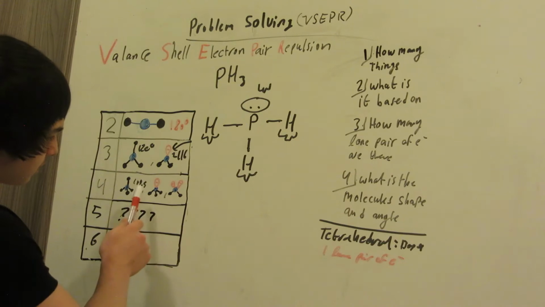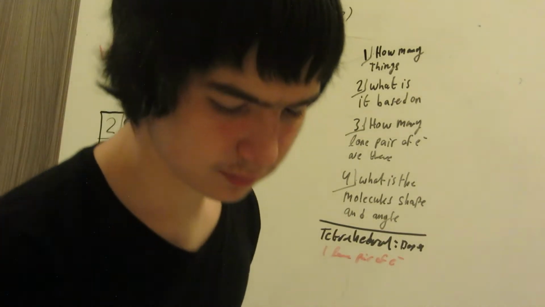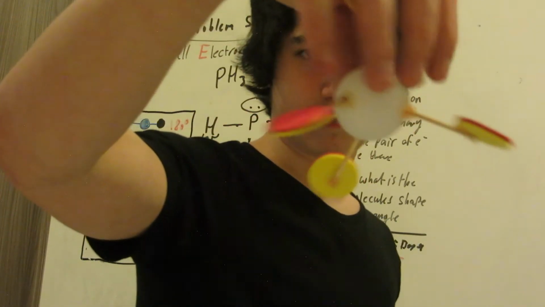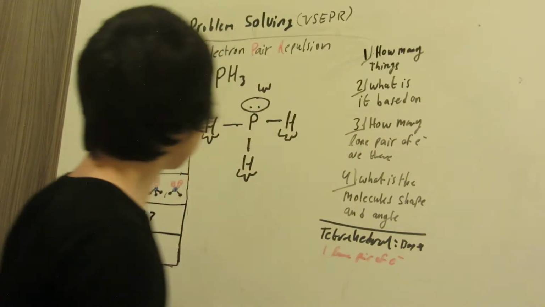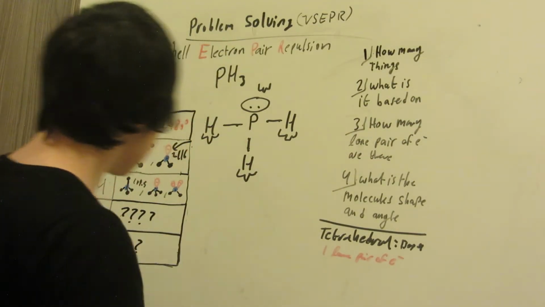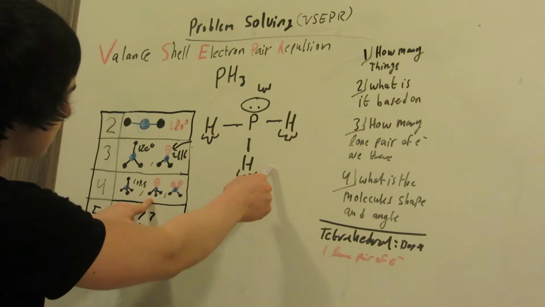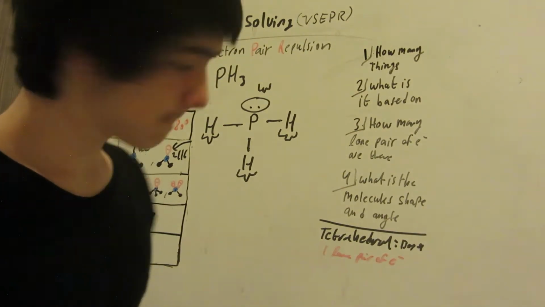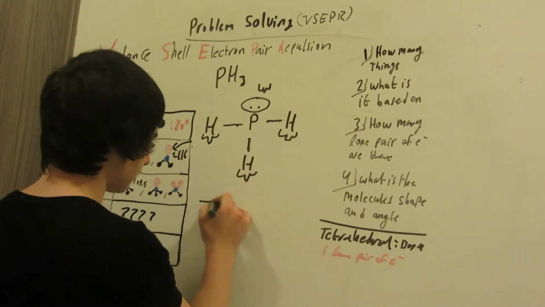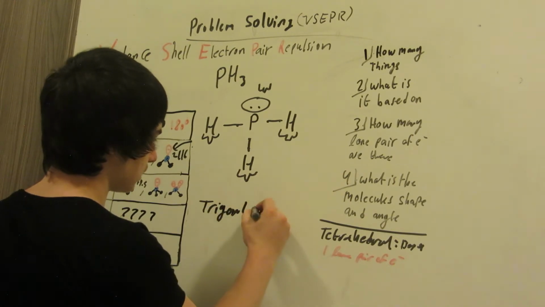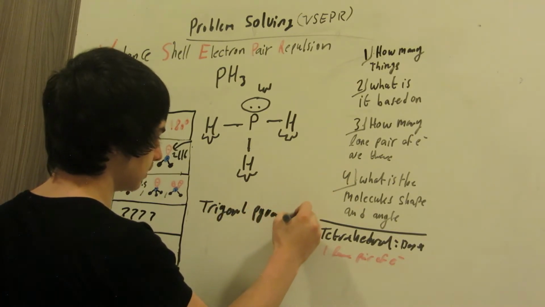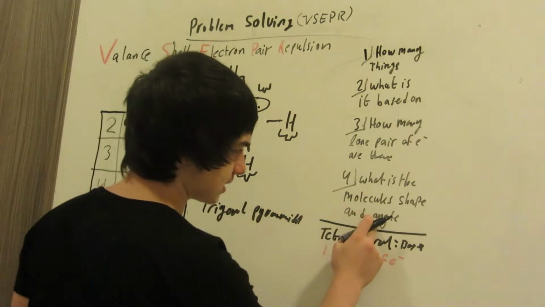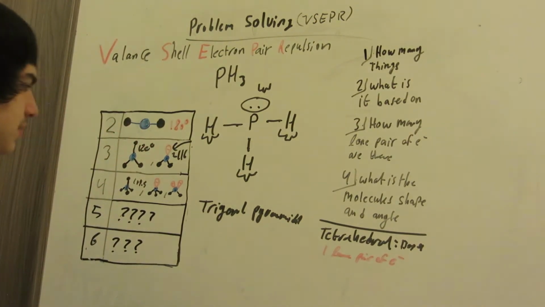Well, let's see. Trigonal pyramidal is going to be simply this shape without the atom that is above. And it contains a lone pair of electrons. Let's see. Are they identical? Yes, they are. So the actual shape or the molecule's shape is going to be trigonal pyramidal. So trigonal pyramidal. And the last question mentions an angle. What is the angle of a trigonal pyramidal?